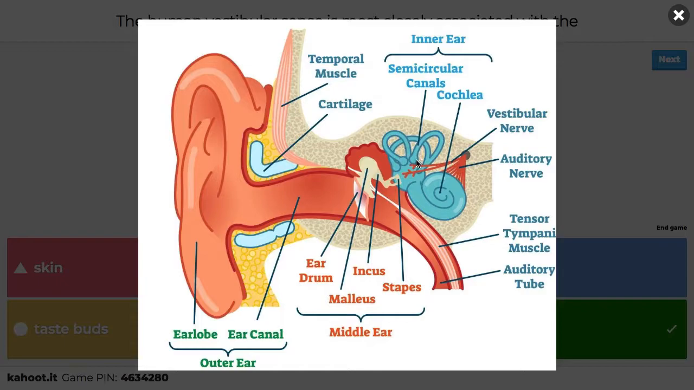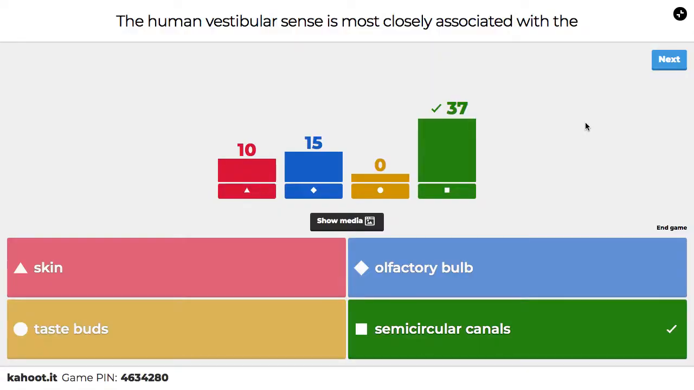So the fluid and the hair cells in the semicircular canals are going to give us our sense of balance, which is the vestibular sense. If you were to have an inner ear infection here with the semicircular canals, you'd have vertigo, where everything would seem like it was moving and you would have a hard time balancing.